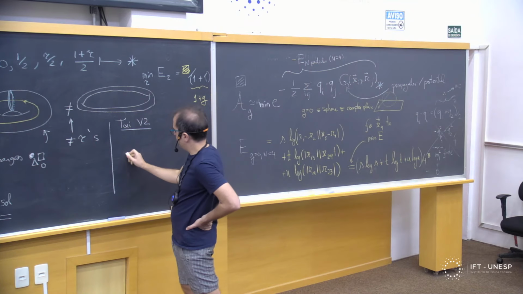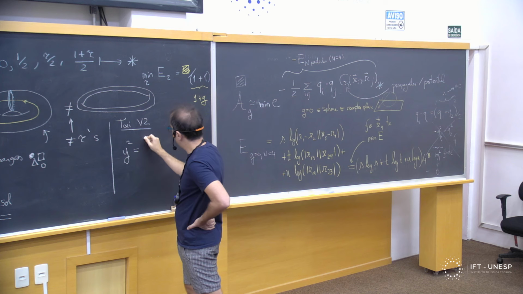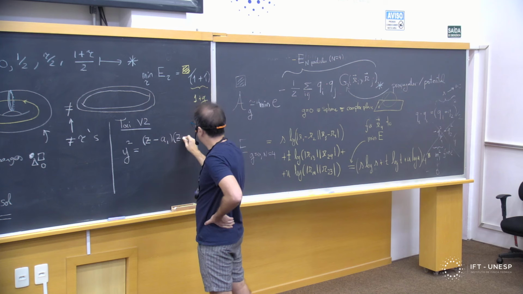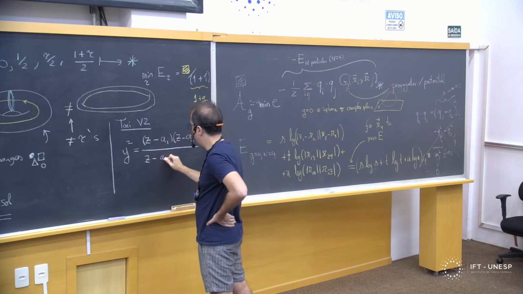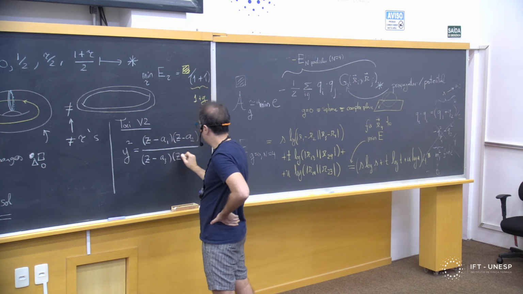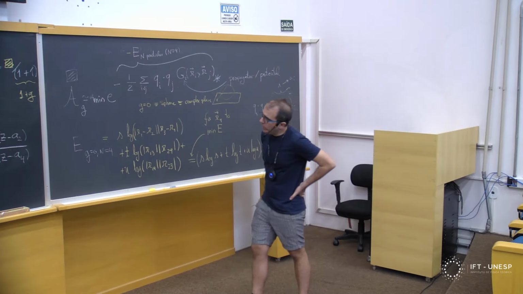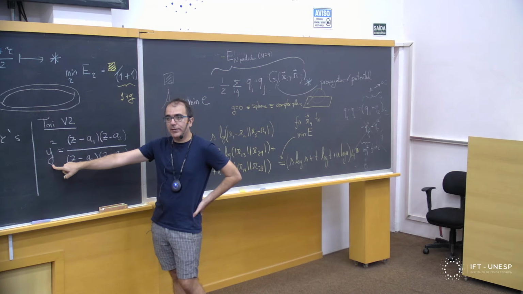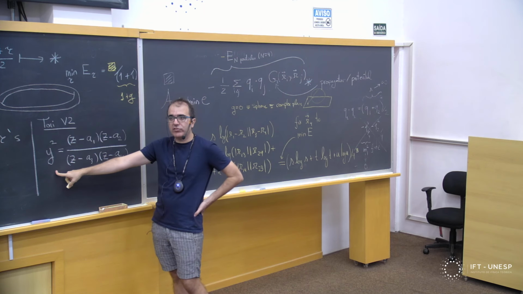The torus can also be described by the following. I write the surface y squared equals (z minus a1)(z minus a2) over (z minus a3)(z minus a4). Let me explain this. So here, what do I mean? I mean, this is a curve. Given a z, you get a y. More precisely, you get y, which is plus or minus the square root of this. So actually, given a z, you get two y's.